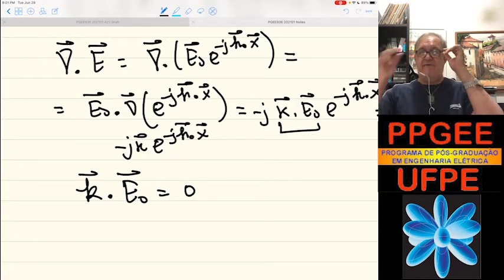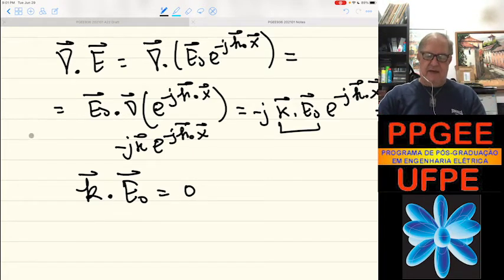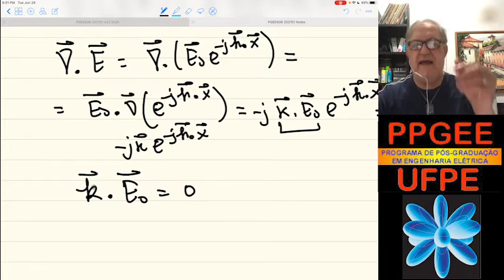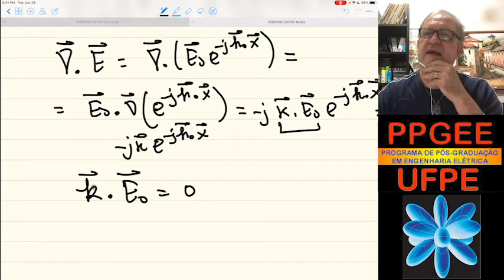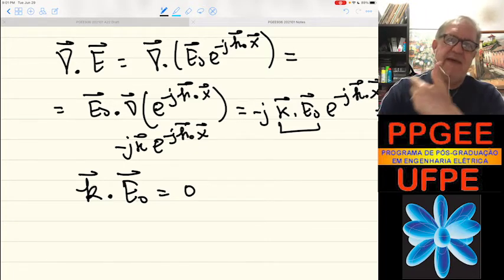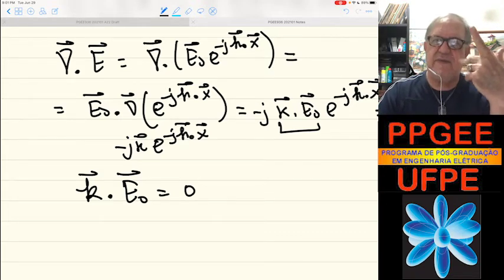So we have to be careful in interpreting what those things are. For a real vector, this means that k and E0 are orthogonal vectors. For a complex vector, that's not really true, because for a complex vector, k and E would not have a geometrical meaning. They are complex numbers. We have to bring them back to the time domain to see the connection between directions.